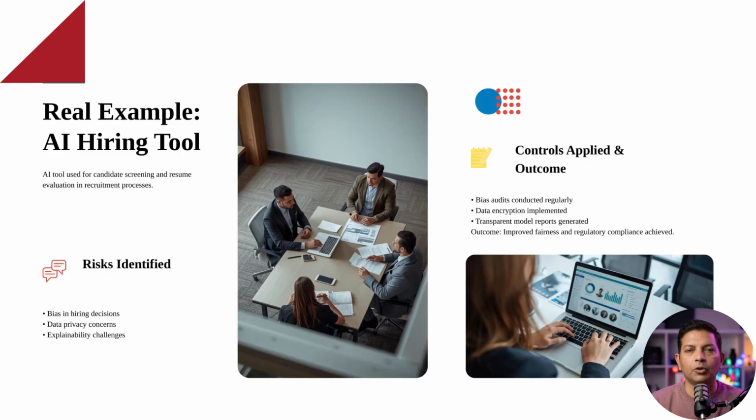Let's quickly apply this to a real example. Imagine an AI system used for screening job candidates. First, define the use case. It's used in recruitment and impacts candidates. Next, identify risks: bias in selection, lack of transparency, and potential legal issues. Then assess impact and likelihood. Bias could have high impact and moderate likelihood. Define controls: bias testing, human review, and explainability mechanisms. Finally, document everything and monitor outcomes over time. This structured approach makes the assessment practical and actionable.